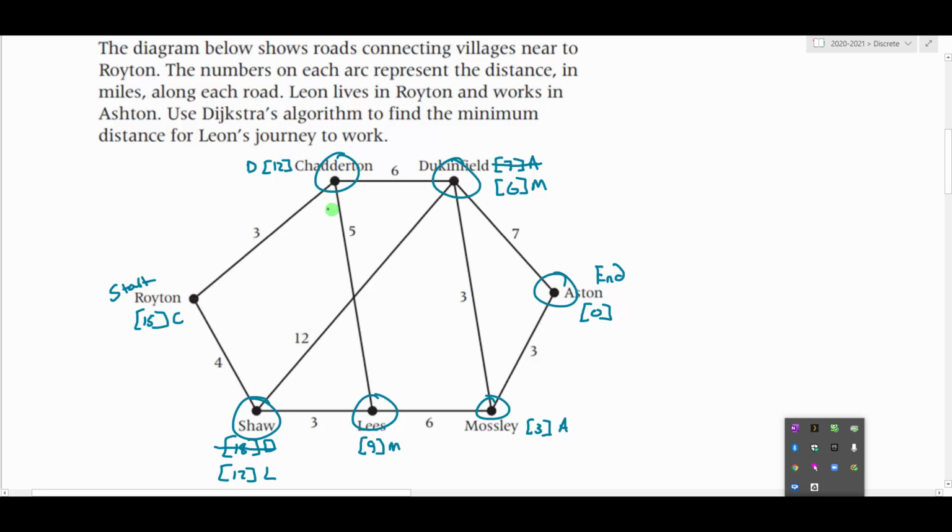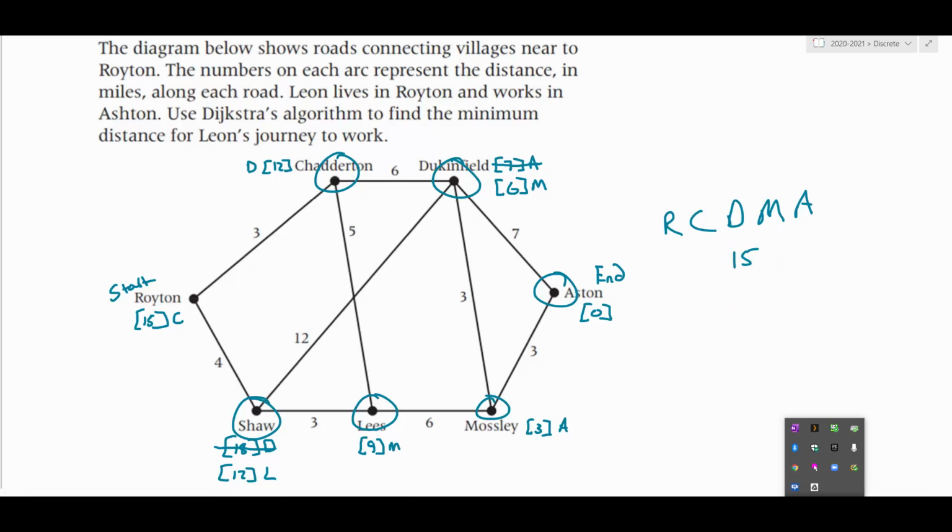All right, now let's trace our route back. All right, so we start in Royton, so I'm just going to abbreviate that with an R, and then it tells us to go to Chatterton. All right, and then from Chatterton, we go to Duncanfield. And then from Duncanfield, it tells us to go to Mossley. And then from Mossley, it tells us to go to Aston. So here's our route, and it's got a distance of 15 miles.